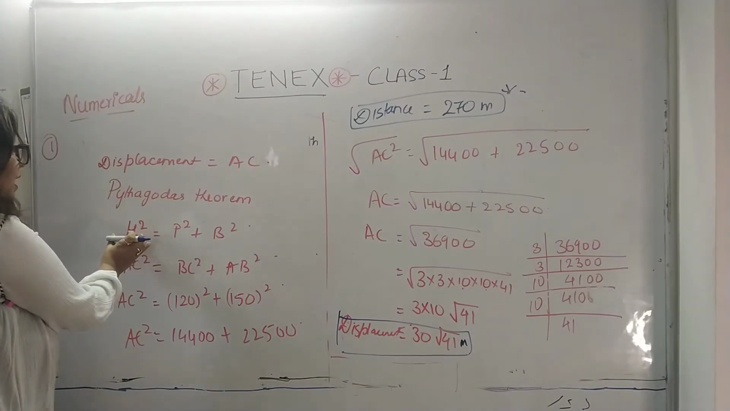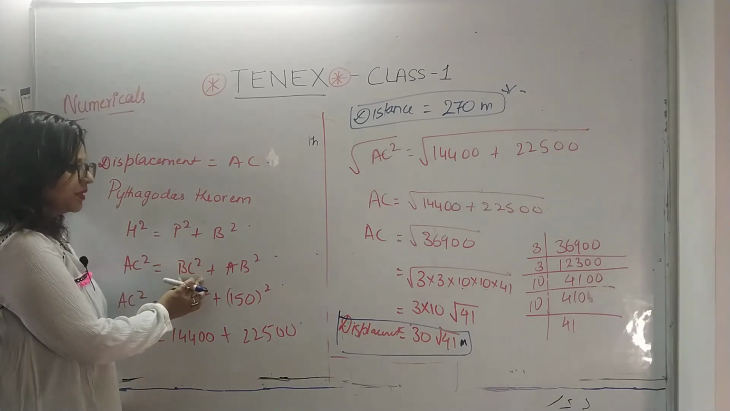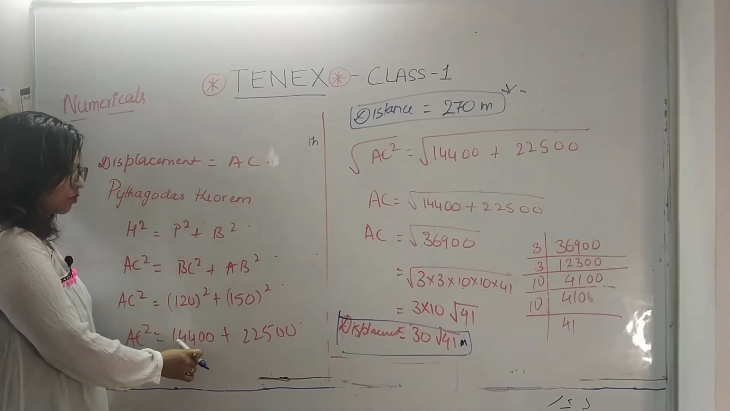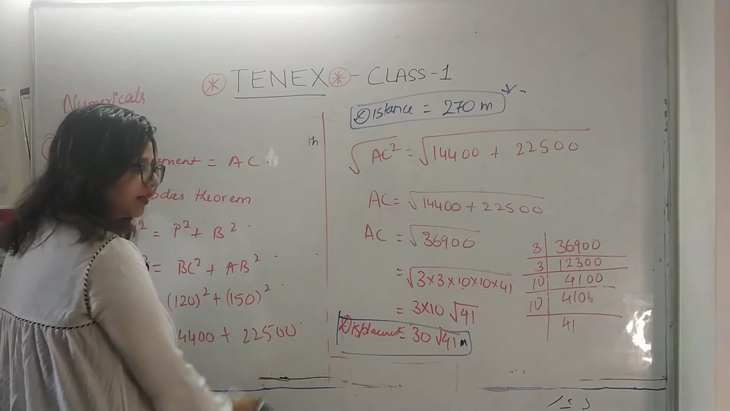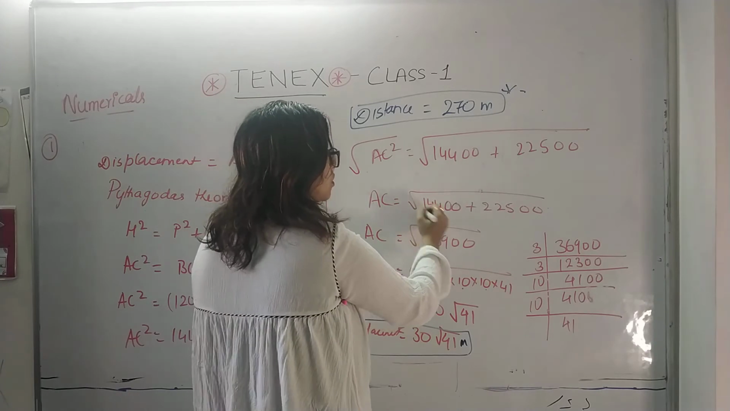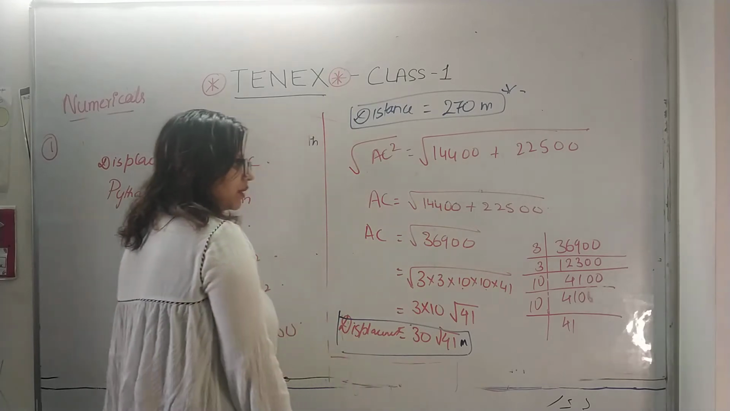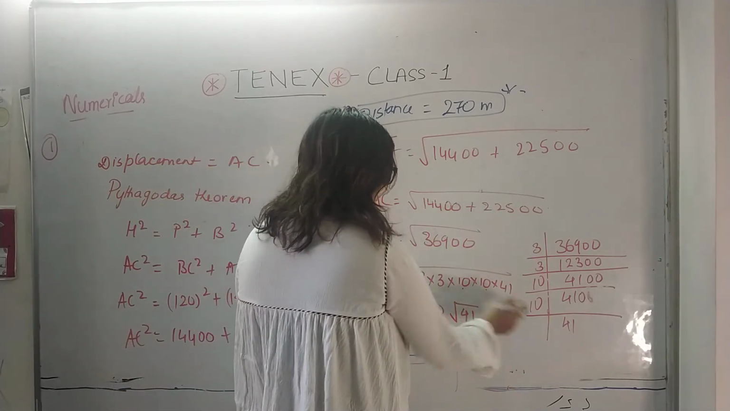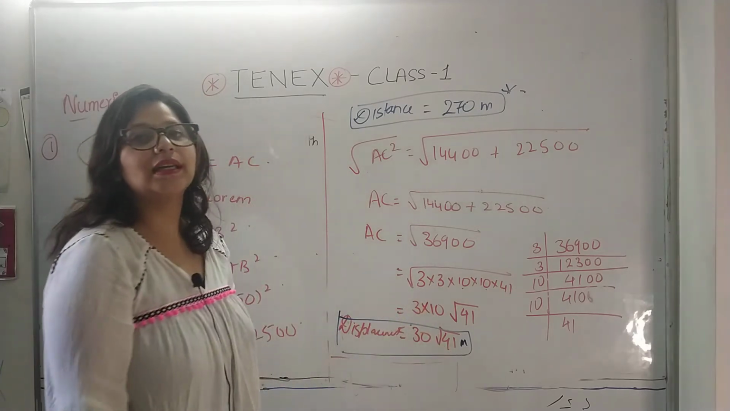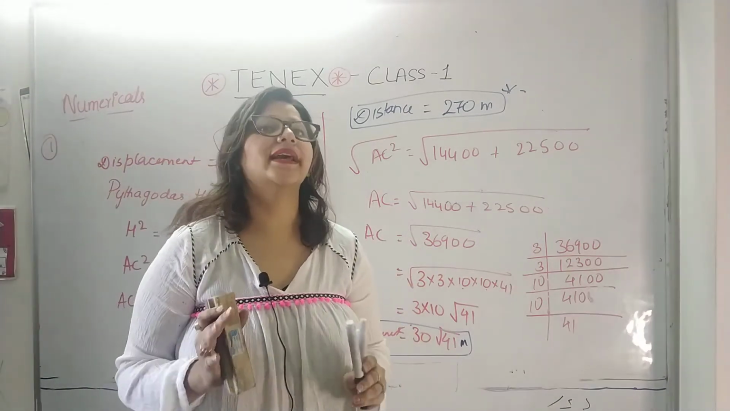Hypotenuse के लिए हमने formula लगाया, hypotenuse square is equals to p square plus b square. Okay, so AC square is equals to BC square plus AB square. Now after replacing the values over here, we get AC square is equals to 14400 plus 22500. Okay, then I took under root of both the sides, so I got AC is equals to under root of this quantity. When I add these two, I get 36900. Okay, after I take the LCM of this one, I find that AC is equals to 30 under root 41 meters. Okay guys, so this is how मैंने displacement जो है वो भी calculate कर लिया.